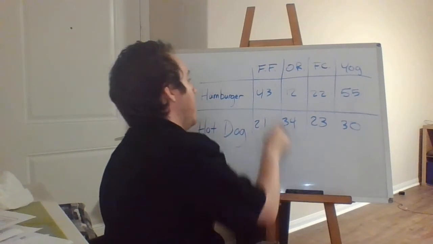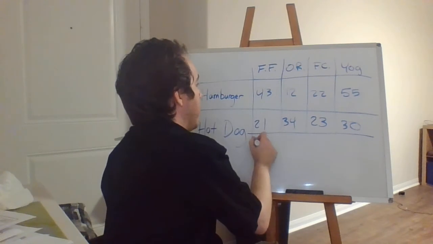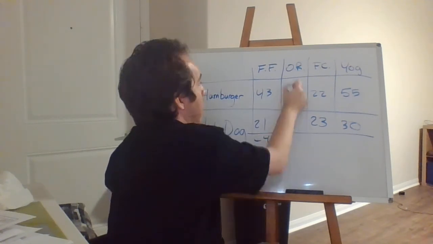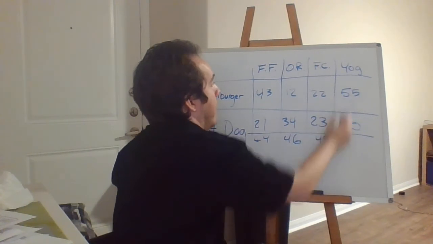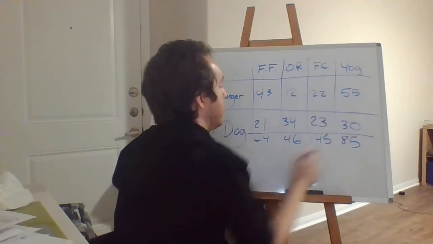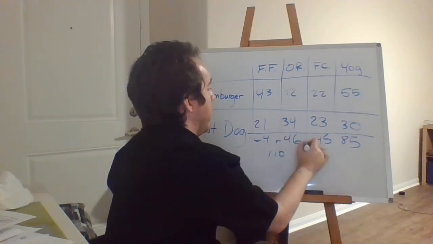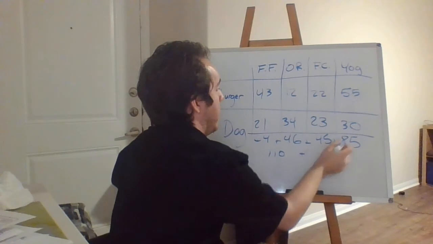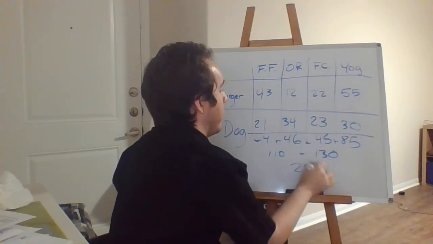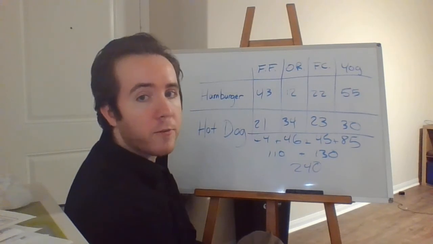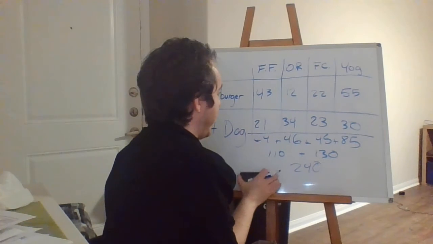So find the total number of orders. 43 and 21 is 64. That's 46. That's 45. And that's 85. So total is up. You get 110 plus 130, which is 240. So we have a total of 240 orders. That is pretty much the fastest way you can add these together.